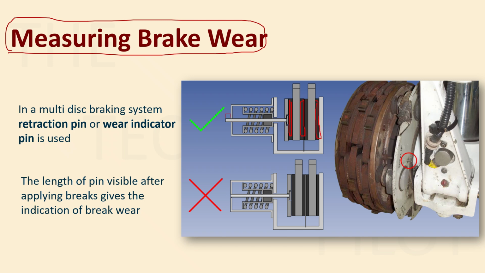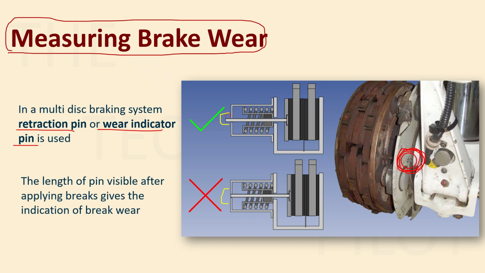So what is this indicator? How do we know how much black material is left? So we use what? A retraction pin or a wear indicator pin. So this thing that you're seeing here, this rod, is your wear indicator pin. In your aircraft, you can see this little pin that is popping out, which is your wear indicator pin or retraction pin. So the pin is good if it is visible, right? If you are able to see the pin, it means the brake material is still remaining. In the first case, it is all right. You can see the pin, right? But in the second case, the pin is gone, right? The pin is not visible.